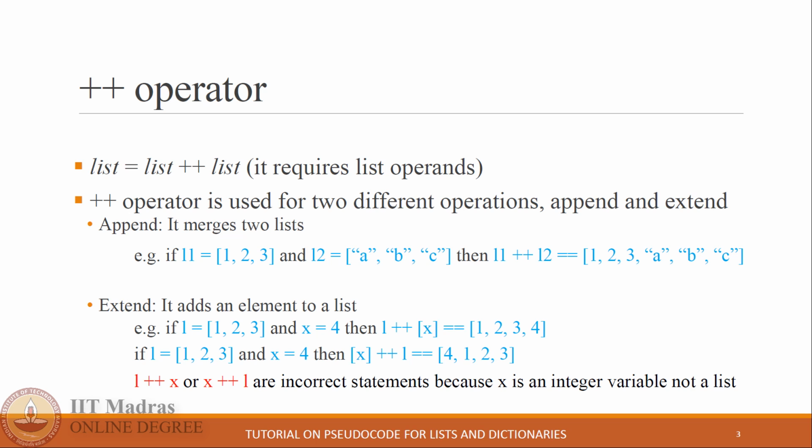Variable X inside list notation ++ L will give us 4, 1, 2, 3. The change in the resultant list is only because of the sequence of operands of ++ operator. As we have seen earlier, list preserves the sequence of its elements. While doing extend operation, we have to be a bit more careful. L ++ X or X ++ L are incorrect statements because X is an integer variable, not a list. To avoid this problem, we have enclosed variable X inside list notation. It is required because of the first point, which says ++ operator requires list operands.